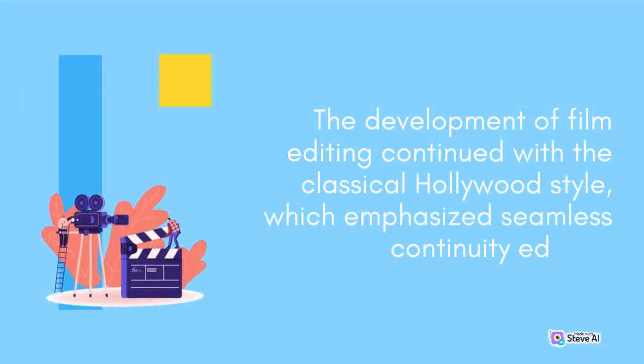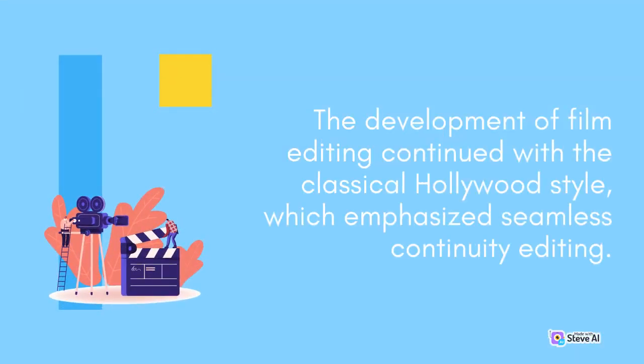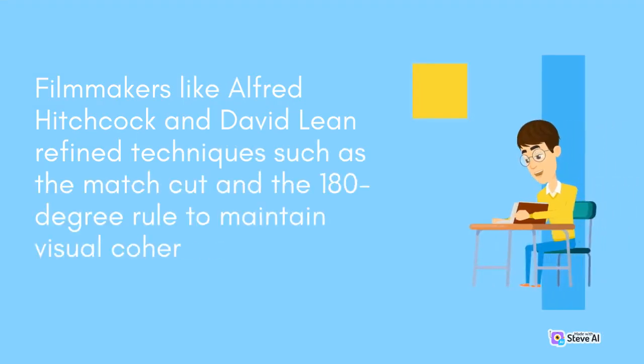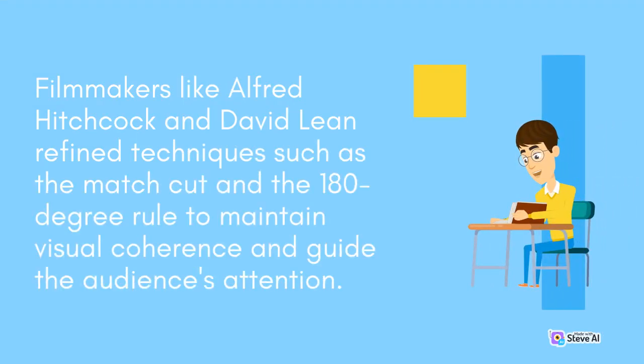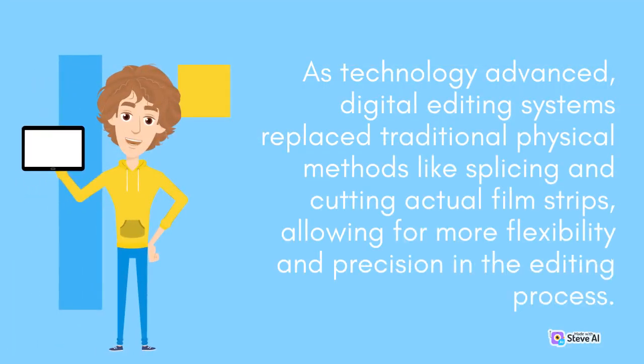The development of film editing continued with the classical Hollywood style, which emphasized seamless continuity editing. Filmmakers like Alfred Hitchcock and David Lean refined techniques such as the match cut and the 180-degree rule to maintain visual coherence and guide the audience's attention. As technology advanced, digital editing systems replaced traditional physical methods like splicing and cutting actual film strips, allowing for more flexibility and precision in the editing process.